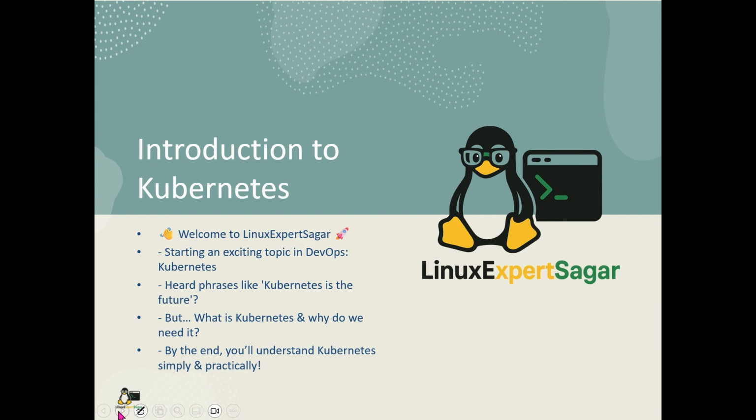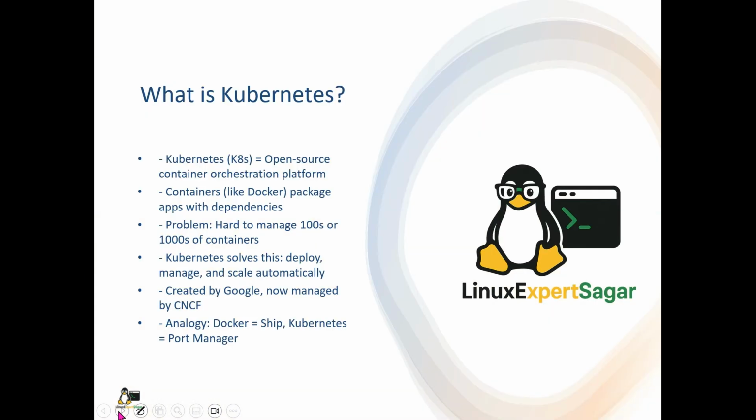All right, let's talk about what exactly Kubernetes is. Kubernetes, or K8s as many people call it for short, is an open source container orchestration platform. Let me break it down. You might already know about containers like Docker. Containers basically package your application with everything it needs and bundle it so that it runs the same way anywhere. That's great, and when you have only one or two containers, it's easy to handle, right?